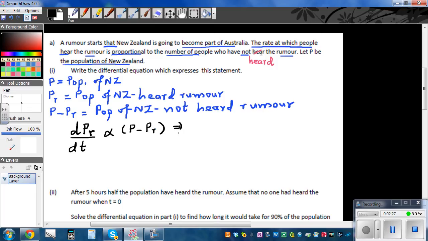This implies DP by DT is equal to k times P minus PR. Okay, and that implies bringing the P's together and T's, taking T's away. So dividing both sides by P minus PR, I can say DP by P minus PR is equal to KDT.